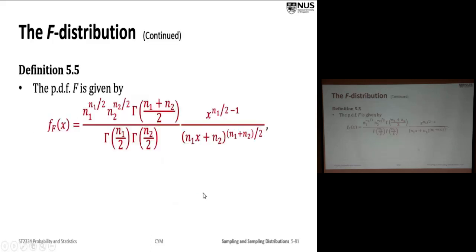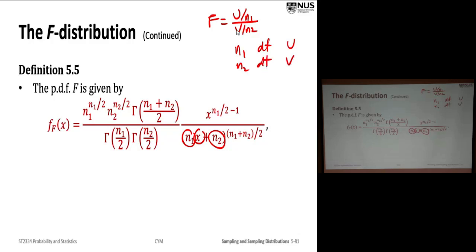This is the PDF. You can see that it's complicated, but there are only 3 quantities: n1, n2, and x. x is the value of the random variable, and n1 and n2 we call parameters. What is n1, and what is n2? n1 is the degrees of freedom for the numerator. If F is equal to U over n1 divided by V over n2, then n1 is the degrees of freedom for U, and n2 is the degrees of freedom for the denominator random variable.